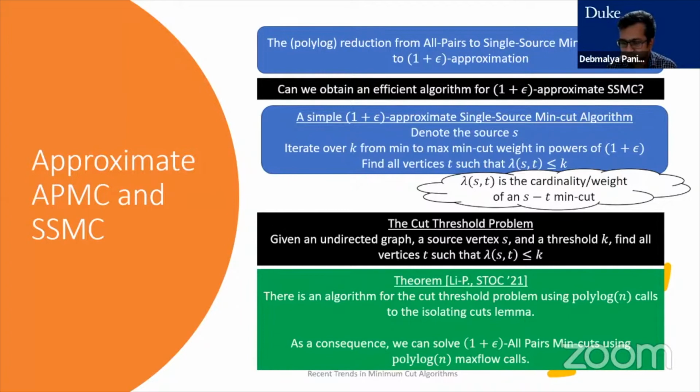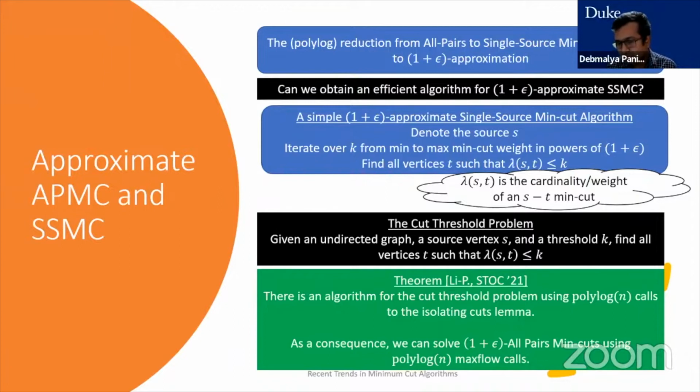Okay. Yeah. So our main theorem, this is a follow-up work with Jason Lee from last year. We show that there's an algorithm for the cut threshold problem using polylog n calls to the isolating cuts lemma. And of course, the isolating cuts lemma in turn uses polylog n calls to max flow. So overall, we are still using polylog calls to max flow. Now, one thing to note is that these are calls to exact max flow. It's not calls to approximate max flow. Okay, so we are still using exact max flow. As I said, the isolating cuts lemma cannot handle approximate max flows.